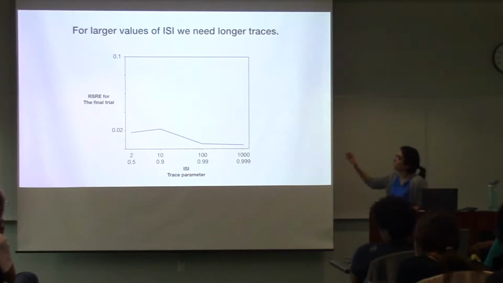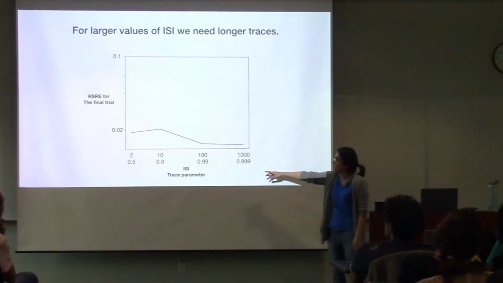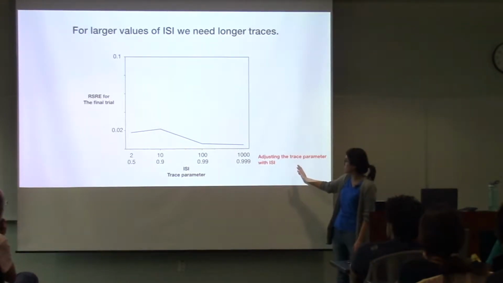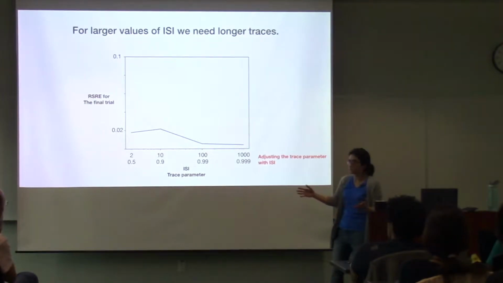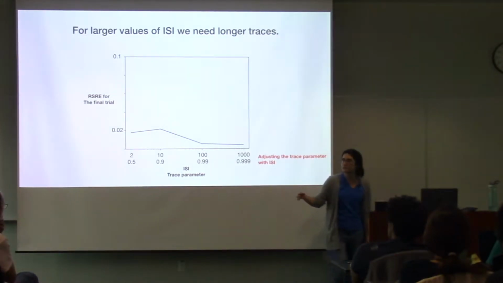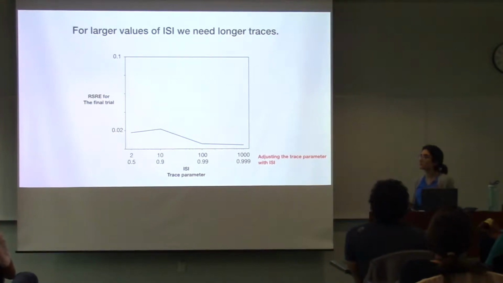Here I'm showing RSRE for the final trial over different values of ISI. You should notice that I'm adjusting the trace parameter with ISI. If ISI is bigger, I'm using bigger trace parameters. For example, if it's 10, I use 0.9. If it's 100, I use 0.99, and so on. Here I'm using the same algorithm and the same parameters, the same lambda and tile coding parameters, and it seems like the performance is robust.